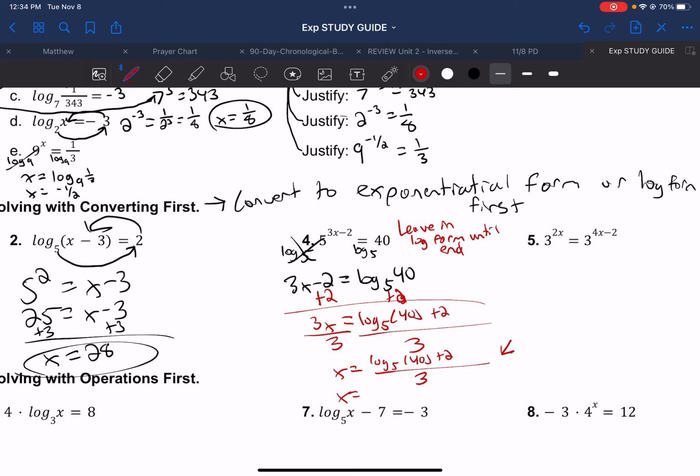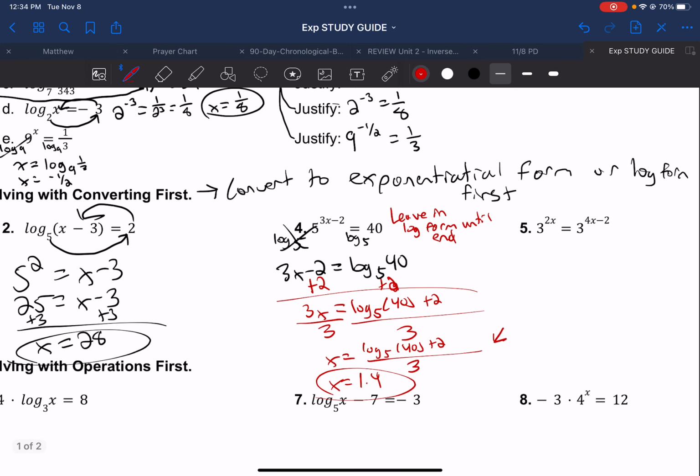And now, in this final step right here, that's when I would type it in my calculator. So math, go up to log base 5 of 40 plus 2 divided by 3. And rounding to the tenths place, right, to 1 decimal point, I would get 1.4.